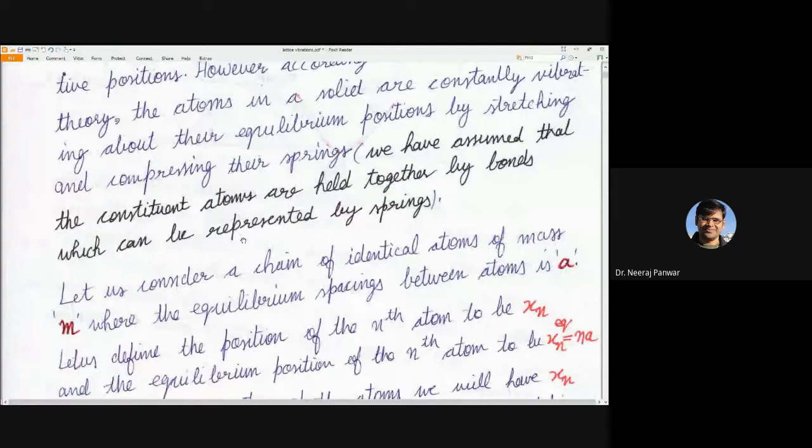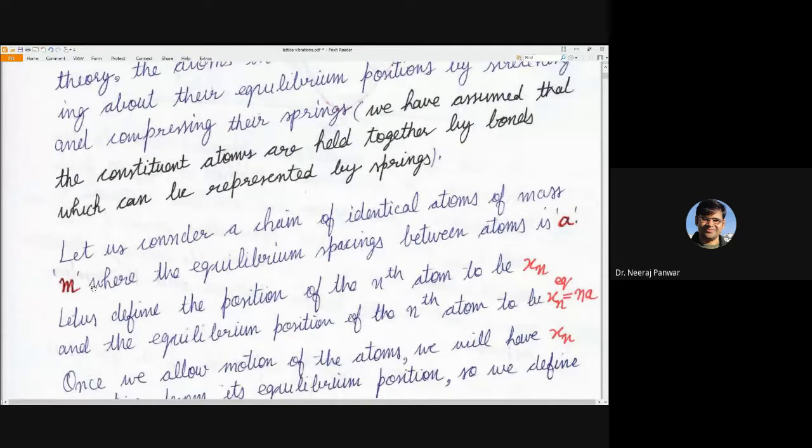In order to understand the lattice vibrations, first we consider a chain of identical atoms of mass m, where the distance between two neighboring atoms or ions is denoted by a. This is the equilibrium distance, meaning when the atoms are not vibrating. So this is the interatomic distance denoted by a, and we have a chain of identical atoms. Identical atoms means every atom has equal mass, denoted by m.